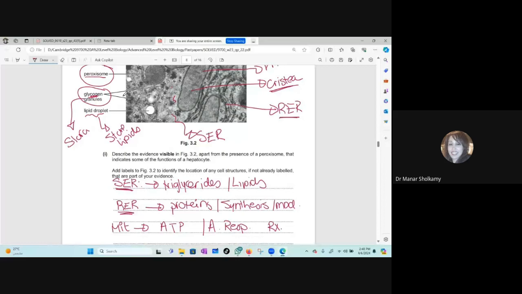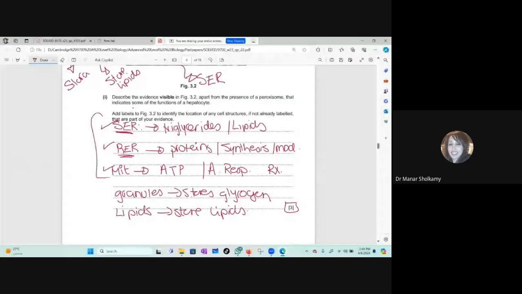Okay, in addition to the labels that are already given, because again, you read the question carefully, add labels to identify the location of any cell structures, if not already labeled, that are part of your evidence. So you can add labels or you can use labels that are already there. So we added 3 labels, the smooth and the rough and the mitochondria. If you don't see the smooth and you only label the rough and the mitochondria and discuss the other 2, you will get the 3 out of 3.